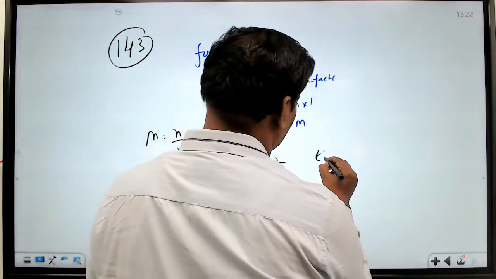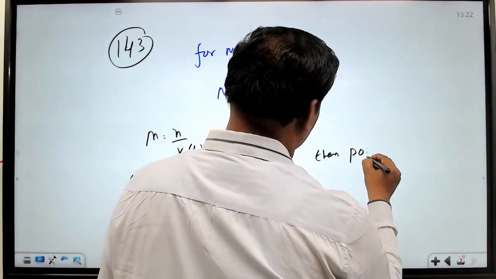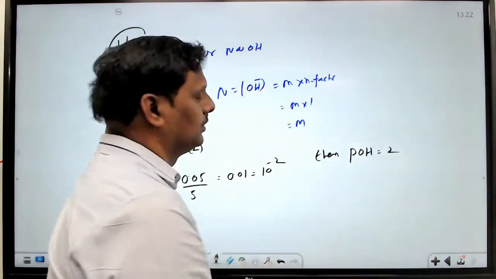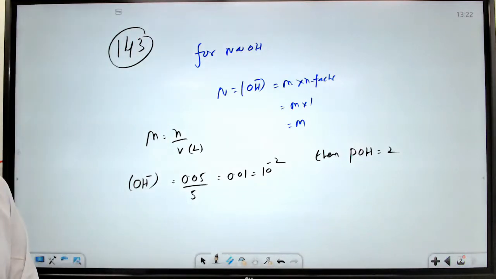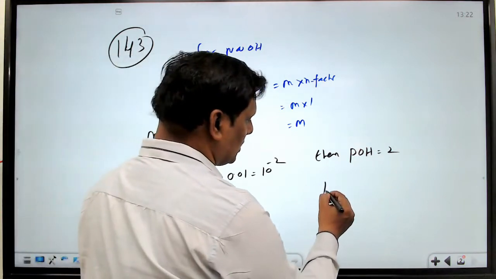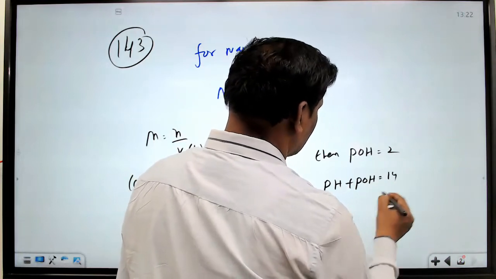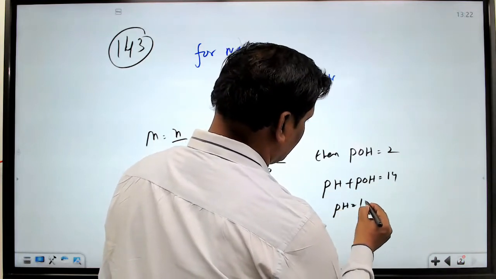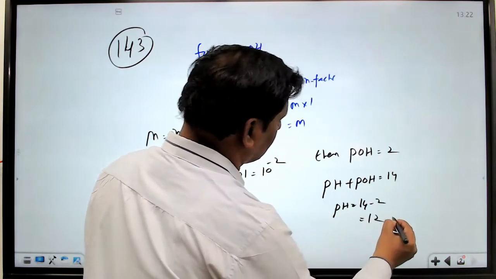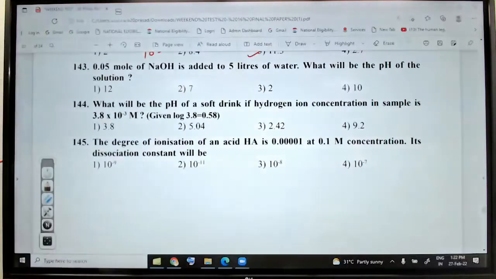Then pOH is equal to 2. But they ask pH in the calculation, not pOH. For your kind information, pH plus pOH is equal to 14. So pH is equal to 14 minus 2, which is equal to 12. That means your answer should be 12.